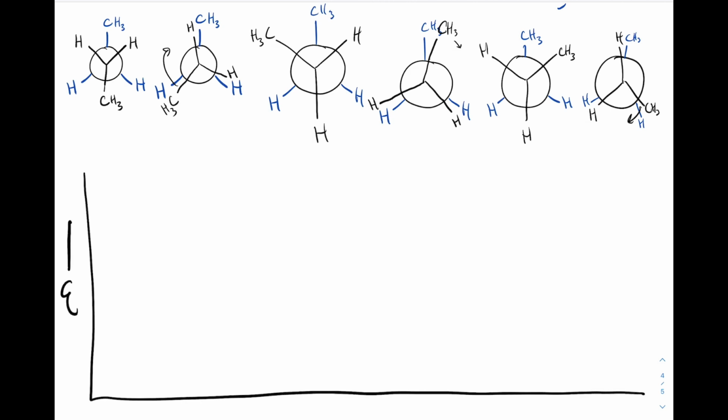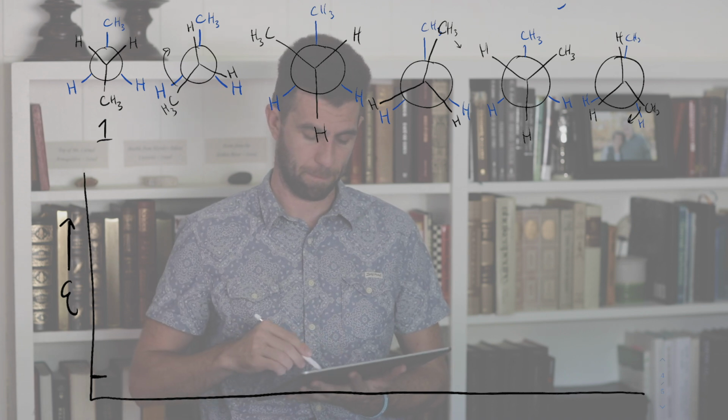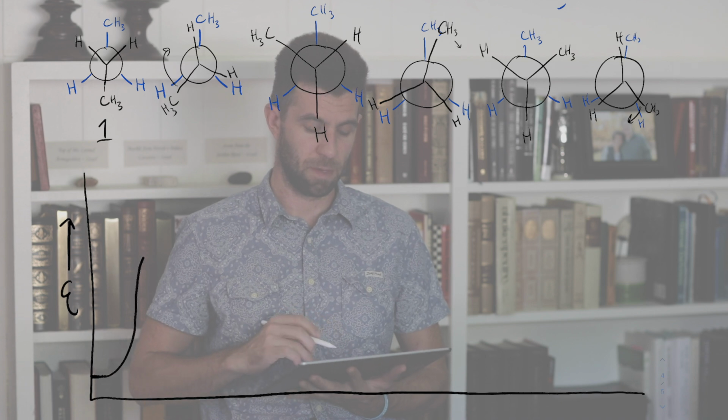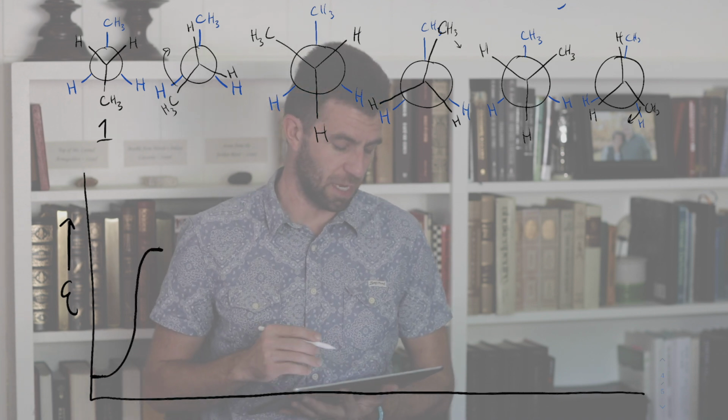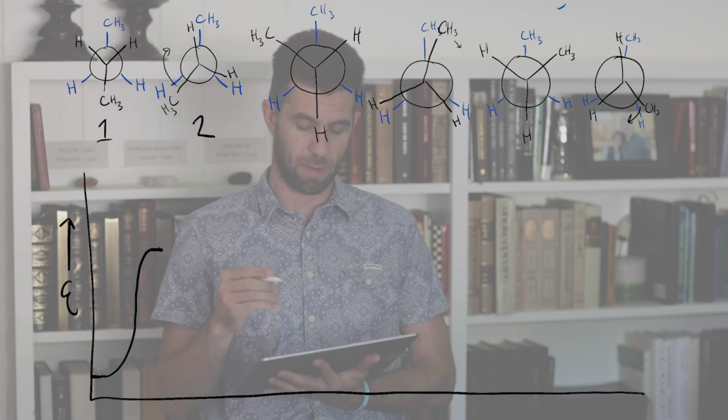So if we graphed energy on this axis right here, and each of these were points as we rotated, of course, this one where we're staggered at the very beginning, number 1 here, staggered, is going to be the absolute lowest energy possible. So let's say that's the lowest energy. And as we rotate, here we come into an eclipsed position. So let's say it's quite a bit higher energy right here, where it's eclipsed, or number 2.